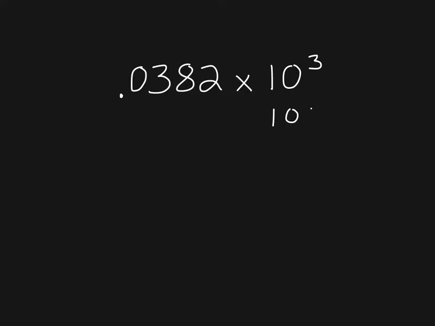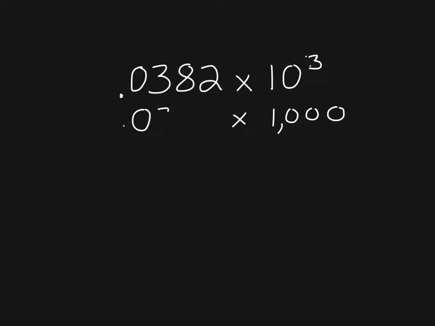What if my number is really small and I've got something like 0.0382 and I'm multiplying it by 10 to the third power. Now, don't let this fool you, because this 10 to the third power is the same as 1,000. And we know that because there's going to be 3 zeros in it, because that's the exponent.